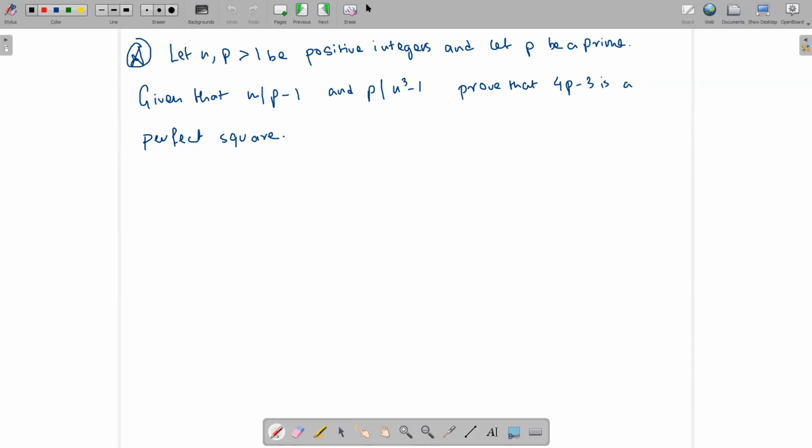So this problem says: let n and p be greater than 1, positive integers, and let p be a prime. Given that n divides p minus 1 and p divides n cubed minus 1, prove that 4p minus 3 is a perfect square. I'll give a hint: try to give a bound on this n somehow.